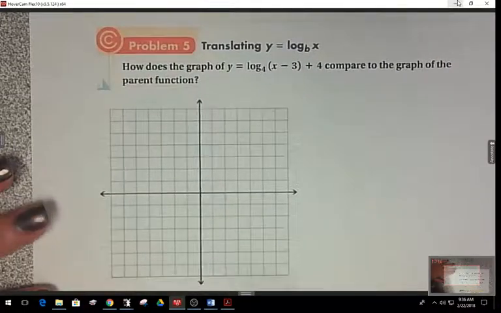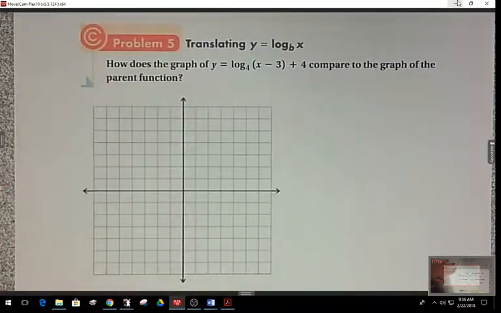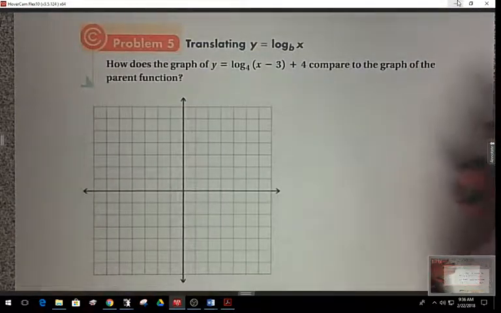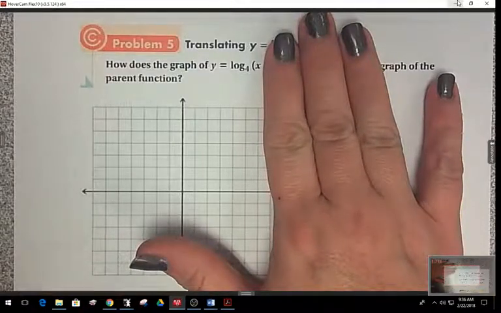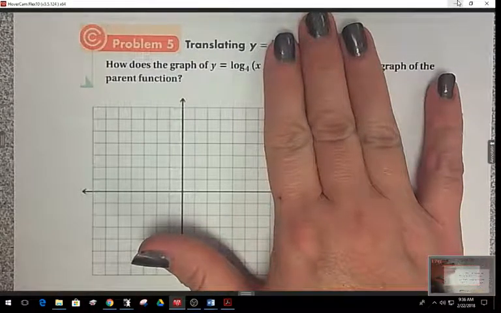So now, for problem 5, what they want us to do is to graph y equals log base 4 of x minus 3 plus 4, and how does that compare to the graph of the parent function? So first you got to know what the parent function is. Well, basically you're just going to take off all of that stuff, and it's going to be y equals log base 4 of x.